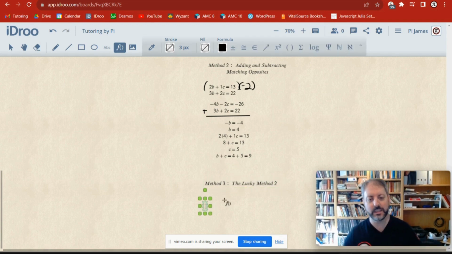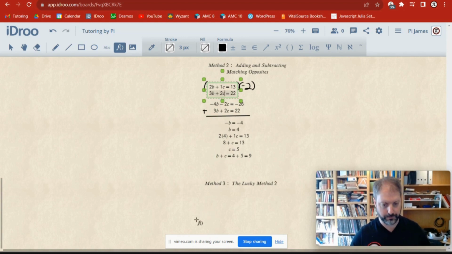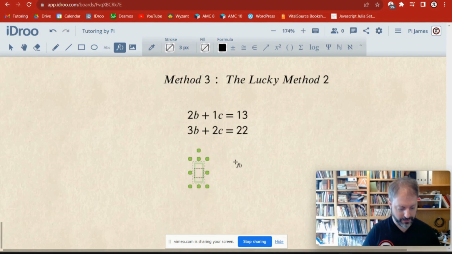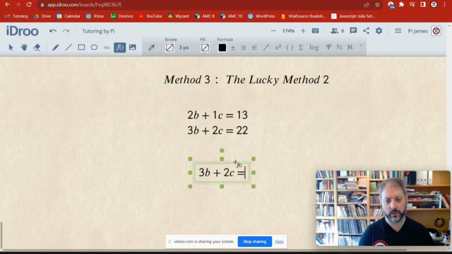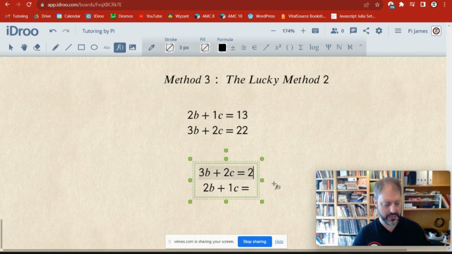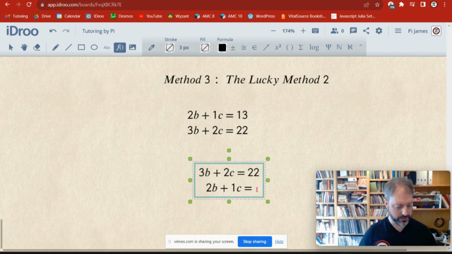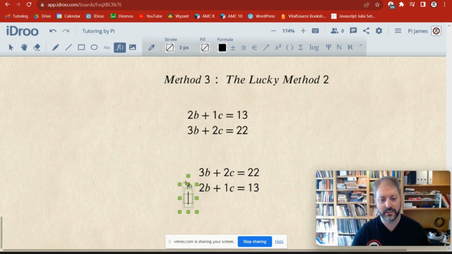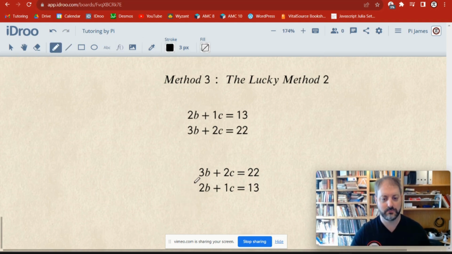So what we have here is the same set of problems, but I'm going to switch the order. We're going to make it 3b plus 2c equals 22, and 2b plus 1c equals 13. Now, the reason this works, what we're going to do is just subtract the second equation from the first. Just one big subtraction.